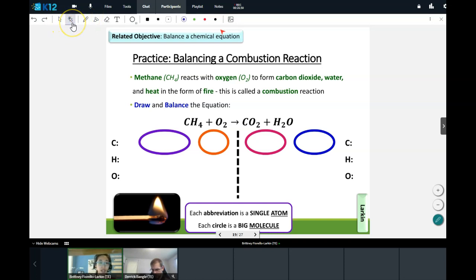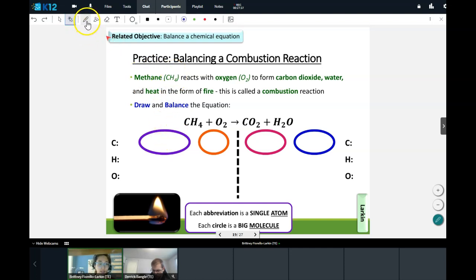Okay, so in this case, we have methane, a gas, reacting with oxygen, O2, to form carbon dioxide, water, and heat in the form of fire. Anytime we create fire, just so you know, this is what we call a combustion reaction. Many things can combust, right, because many things can be lit on fire, but combustion reactions will still form carbon dioxide, water, and fire on the product side. Now, methane is a gas that you might find, for example, if you use a gas stove.